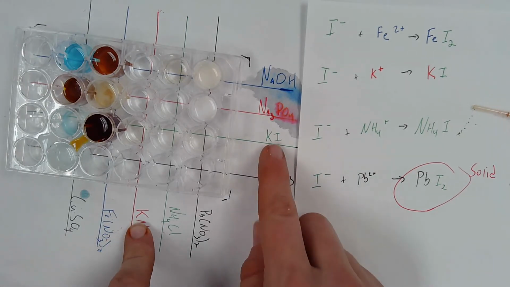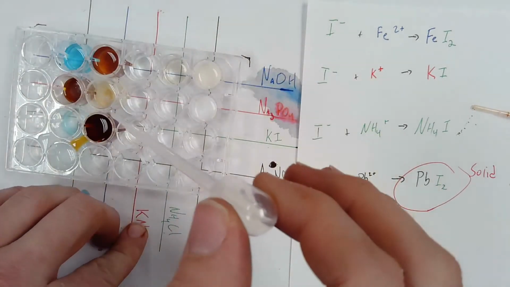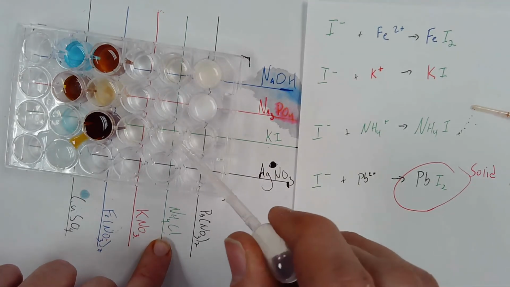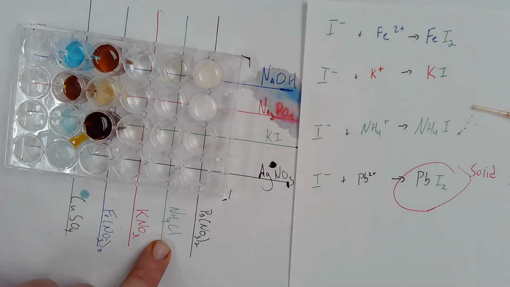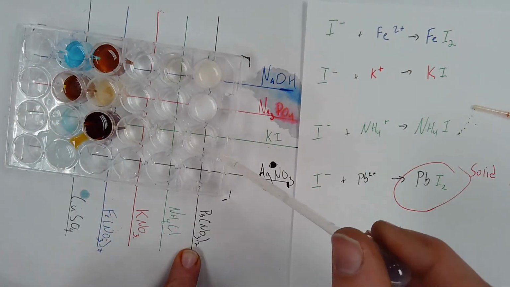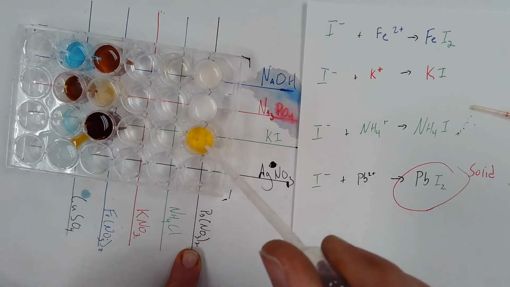We want to check KI and KNO3. That one should be a really easy reaction. Again, we don't expect a reaction, and we don't get one. Let's check our ammonium chloride. No reaction, as expected. And then our lead(II) nitrate, which is now becoming a reaction we're familiar with. Turns bright yellow, right? That gorgeous reaction.